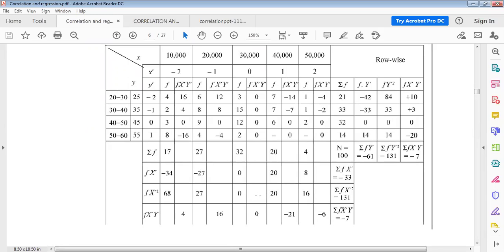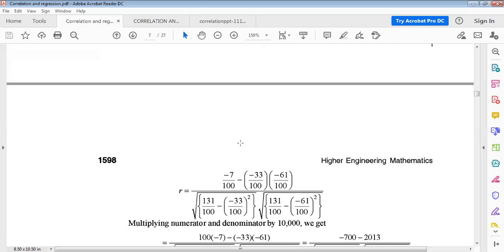1 square into 20, then 2 square into 8. 2 square means 4, and 4 into 8 is 32. Then 2 square means 4, 4 into 4 is 16. Similarly, f x dash y dash comes from using this whole table.